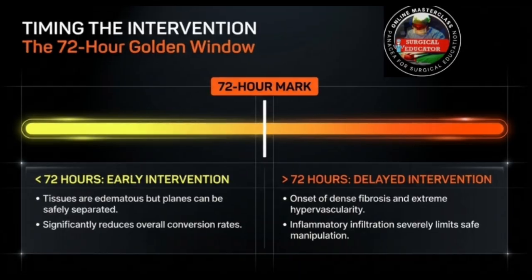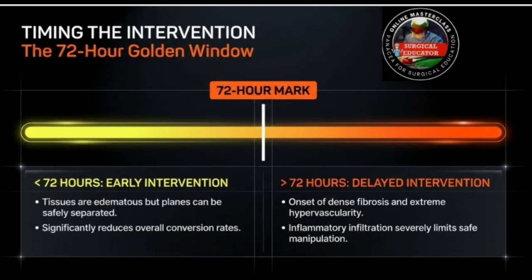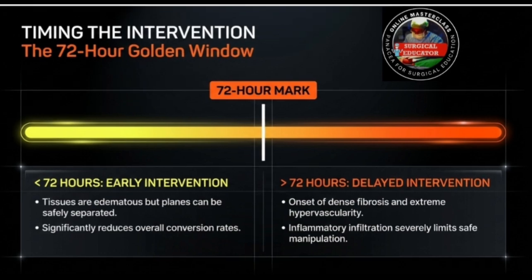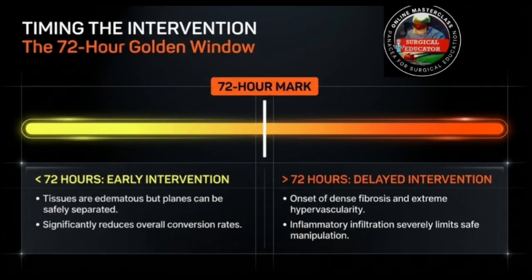If a pipe bursts under your floorboards and you call a plumber within the first 72 hours, it's wet, it's a mess, but you can mop it up and fix the pipe. That's the edematous phase, yes. But if you wait a week, the water sits, black mold sets in, the floorboards warp and rot together. You can't just mop it up. You have to take a crowbar, rip the entire structural foundation apart, and rebuild it from scratch.